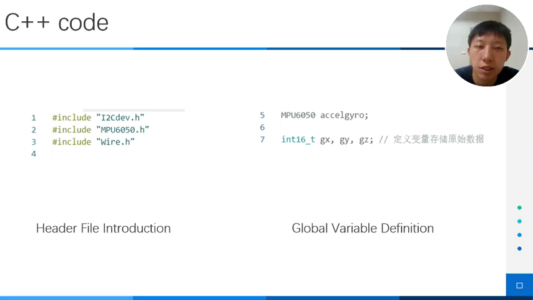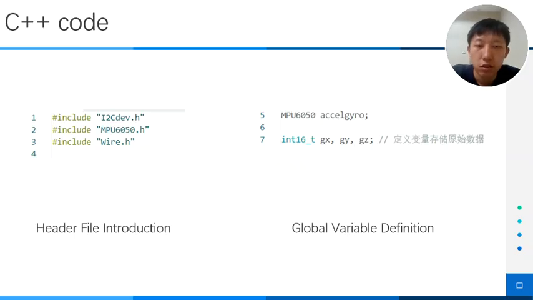First, let's look at the C++ code on the Arduino side, which is divided into 4 parts: header file inclusion, global variable definition, setup function, and loop function. For header files, I included Wire.h, I2Cdev.h, MPU6050.h. Among them, Wire.h is the I2C communication library that comes with Arduino, and I2Cdev.h and MPU6050.h are special driver libraries for the gyroscope, which can help us simplify low-level operations.